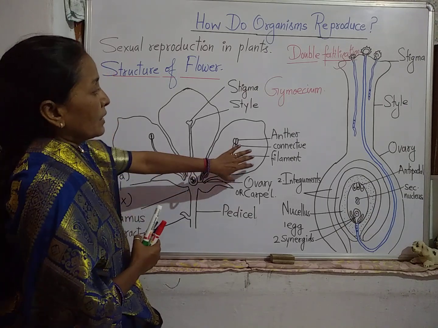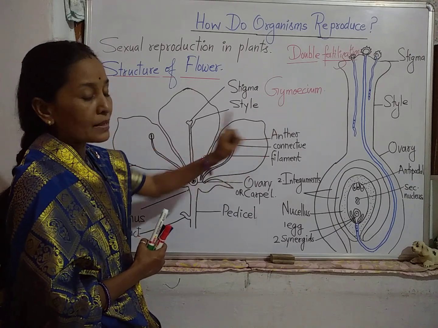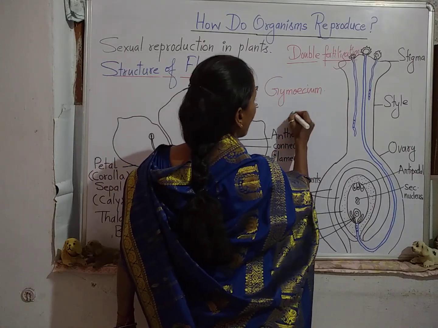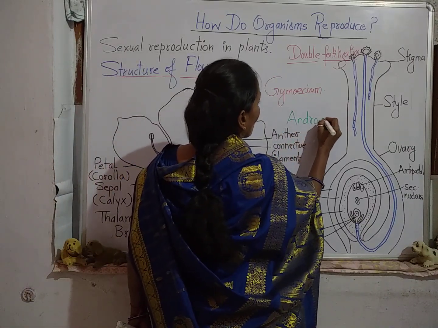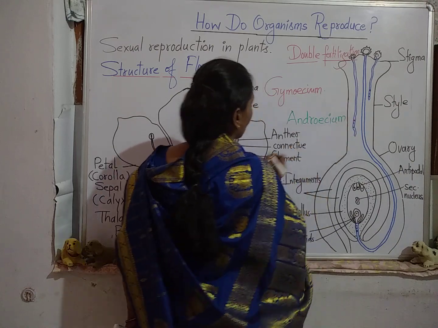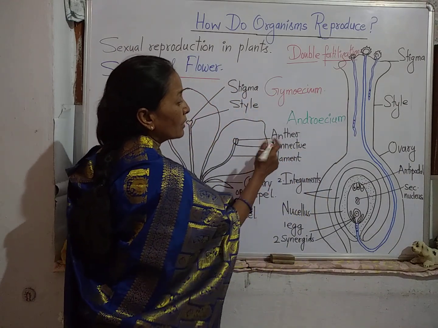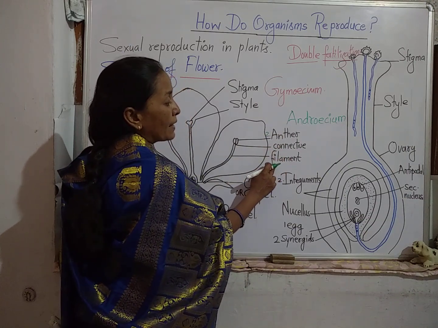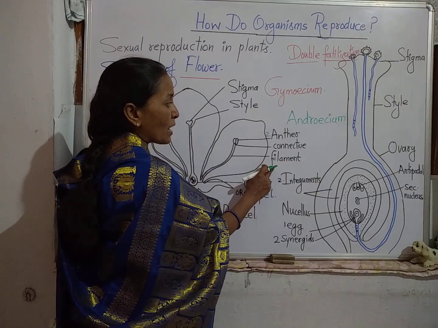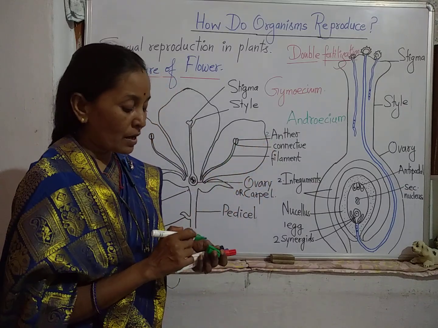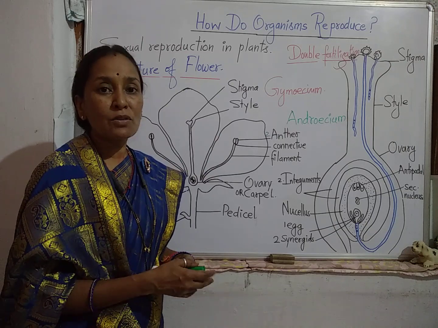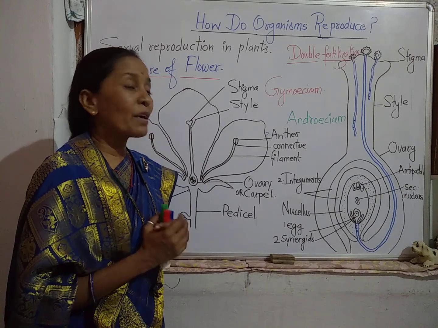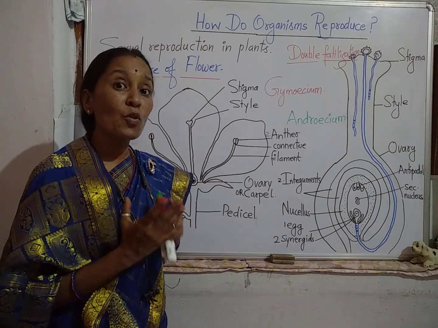Okay students, here I am discussing the male part of the flower, which is collectively termed as androecium. Androecium has 3 parts. First is anther. There are 2 anther lobes which are connected by the connective tissue and attached to a tubular structure known as filament. Anther lobes, 2 in number, have microsporangia inside, and microsporangia have the microspores. Microspores are generally termed as pollen grains.